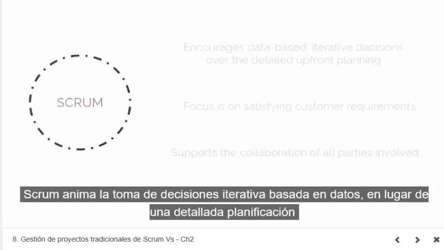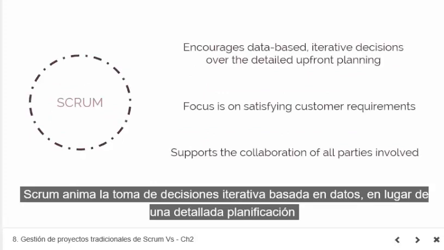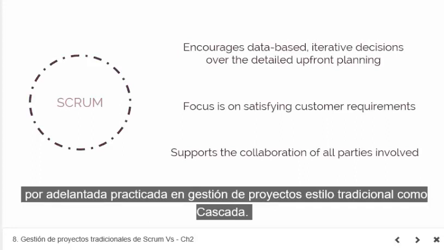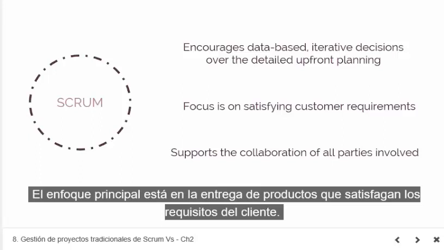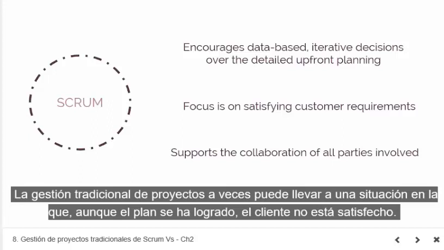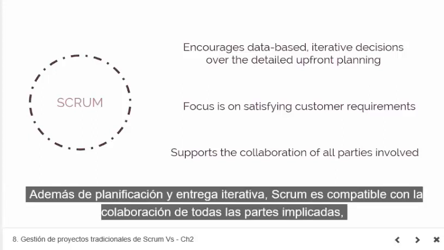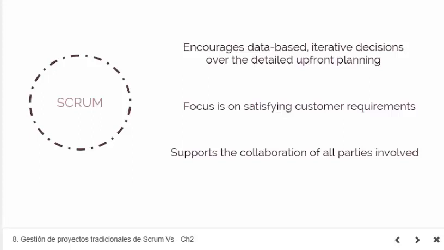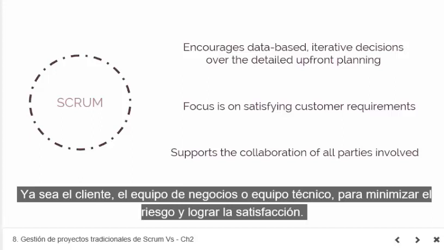Scrum encourages data-based iterative decisions over the detailed upfront planning practiced in traditional waterfall-style project management. The focus isn't on meeting the project plan's targets, but on satisfying customer requirements. Traditional project management can lead to a situation where the plan has succeeded, yet the customer isn't satisfied. In addition to iterative planning and delivery, Scrum supports the collaboration of all parties involved, be it the customer, business team, or technical team, to minimize risk and achieve satisfaction.